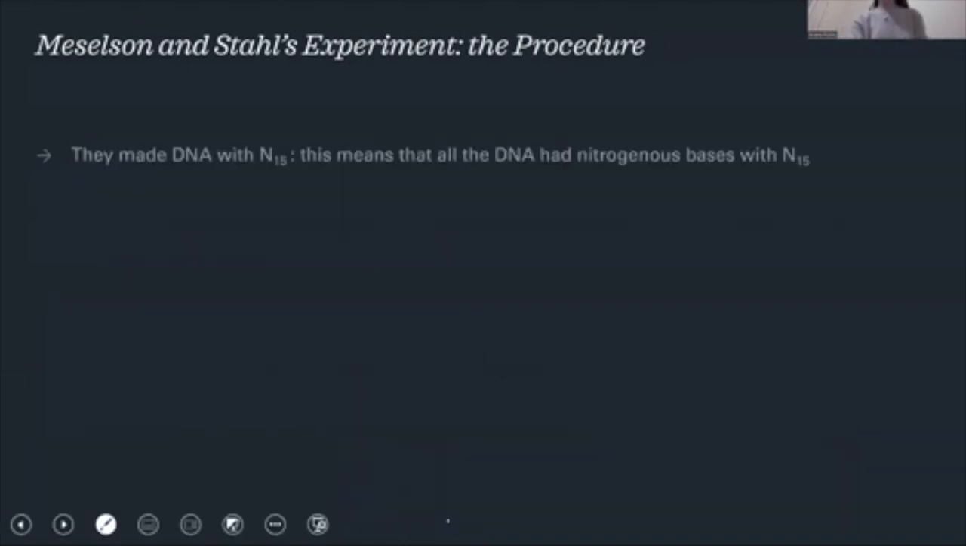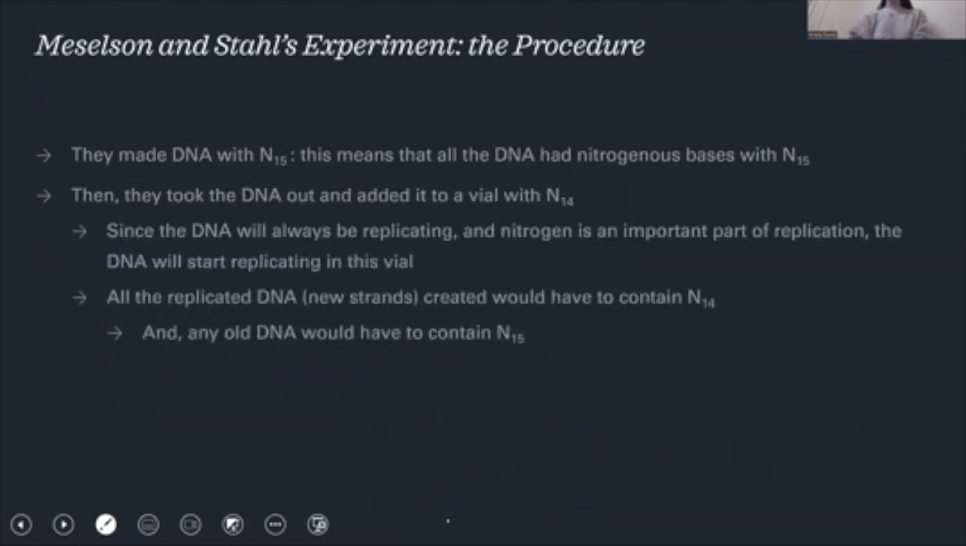All right. So now let's talk about what they did. So first, they made a bunch of DNA with N15, meaning that every single molecule of DNA had nitrogenous bases in it that had N15. Then they removed the DNA from the N15 and they added it to a new vial that only had N14 in it. And since this DNA is going to be replicating and nitrogen is really important, that means in this new vial of N14, replication is going to be occurring. And since there's only N14, that means any new nucleotides added, meaning any new DNA that's created, has to contain N14. And any old DNA from our previous vial would have N15.